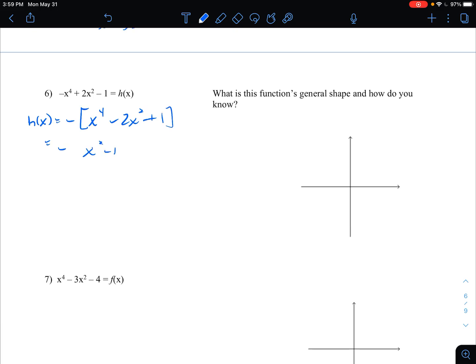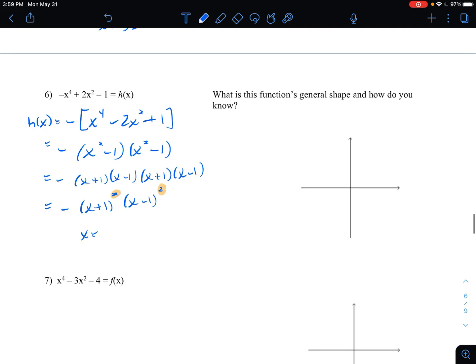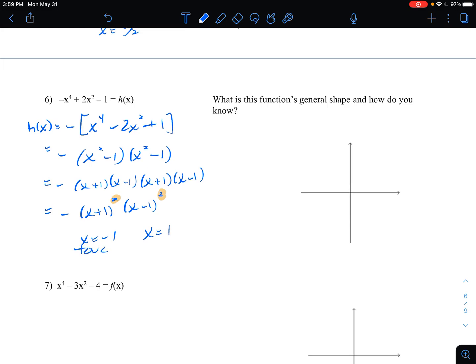This factors as x squared minus 1 times x squared minus 1, which is x plus 1 times x minus 1 times x plus 1 times x minus 1, which is x plus 1 squared times x minus 1 squared. We're seeing these even multiplicities again. So my x-intercepts are at negative 1 and 1, and both of them are touching because we have even multiplicities.